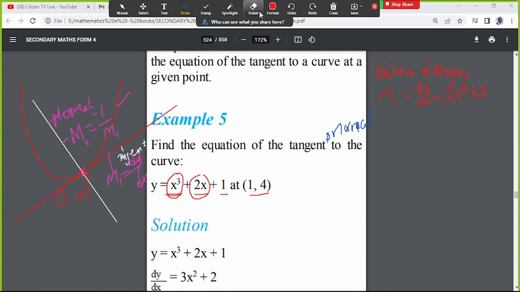So when we are told at 1, 4, it means the value of x is 1 and the value of y is 4 at that particular instant. So when x is equal to 1, M1 will be equal to the gradient of the curve at that particular instant at 1, 4. So the gradient will be equal to 3 into 1 squared plus 2. And this one gives us 5. So our M1 is 5.